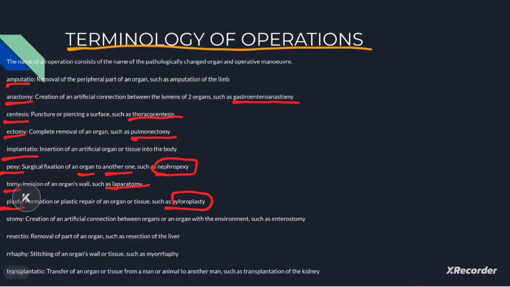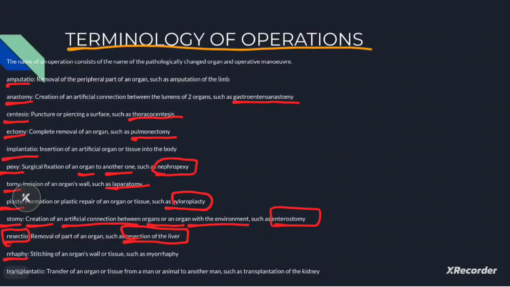pyloroplasty. Next is stomy. What is stomy? Enterostomy. What does it mean? Creation of an artificial connection between organs or an organ with the environment. Next is resection. Resection is removal of a part of an organ, such as resection of the liver. Removal of a part of an organ is called resection, not the whole organ, a part of the organ.